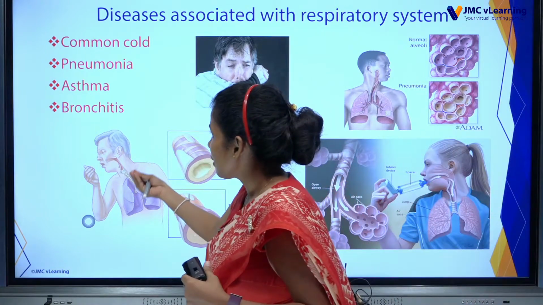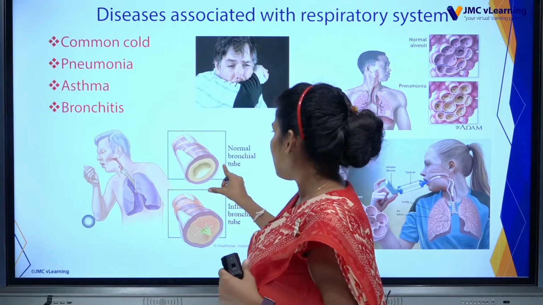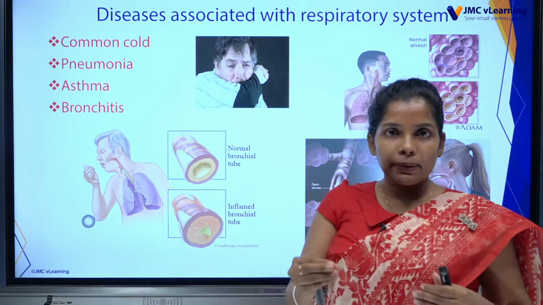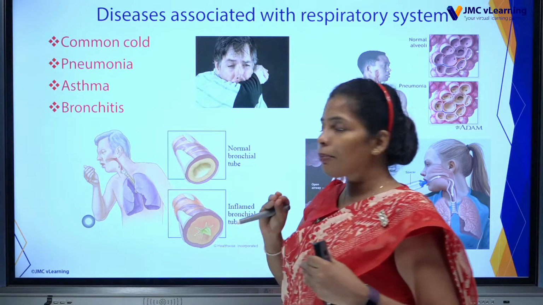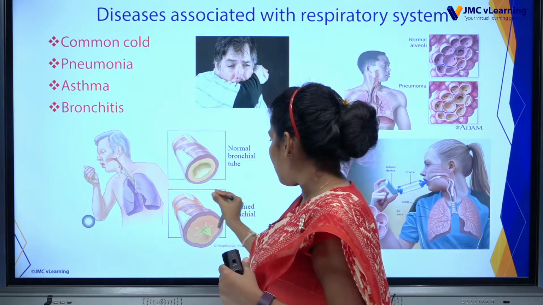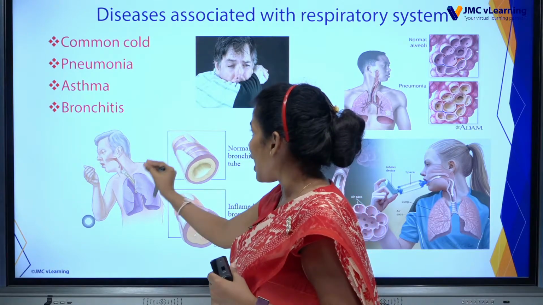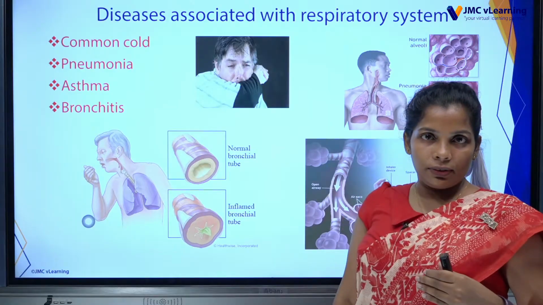And here is bronchitis. This is the normal bronchial tube, that means the person who does not have bronchitis disease. And what happened when the person has bronchitis? See the difference between the bronchial tubes.